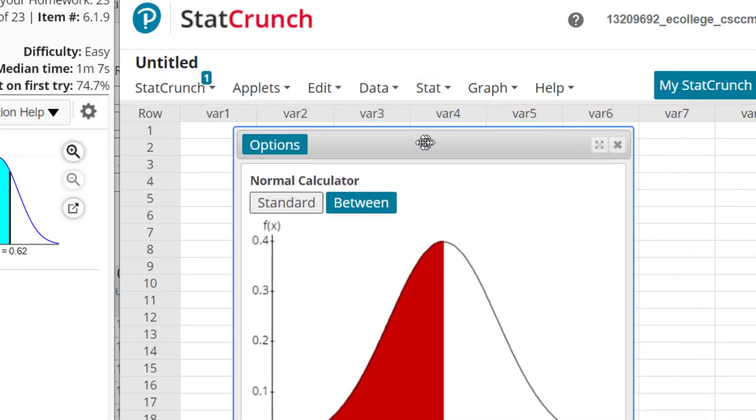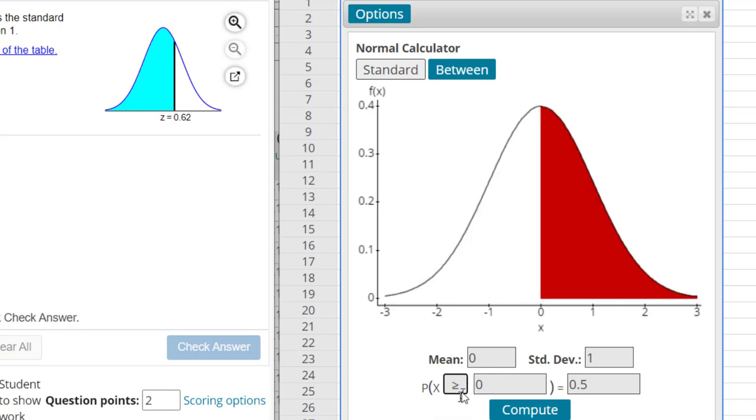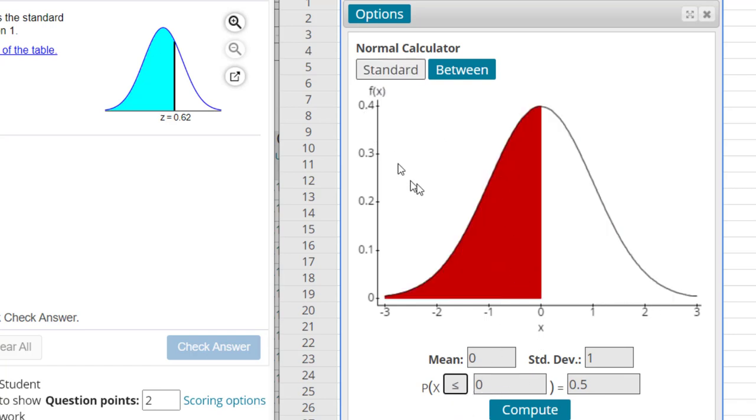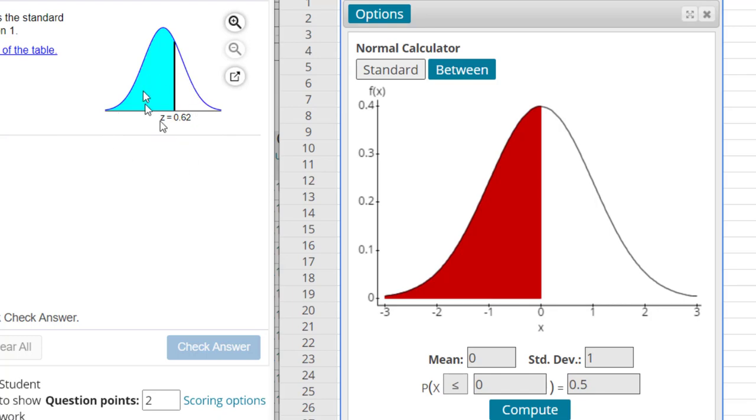And once you open up your normal calculator, it is on the standard mode. So standard is really great if you're trying to find shaded area on the left or even the right. You pick if it's the left side, like our problem here, or for the next problem on the right side, you can just change your inequality and it'll do the right side, okay? So standard is what you want to use for those. And if your problem gives you two values and you need to find the area between them, you'll use the between mode. But we're going to go to standard now and do this first problem right here.